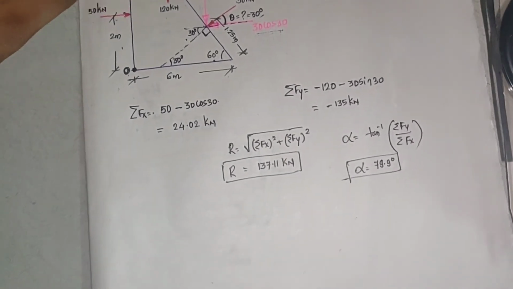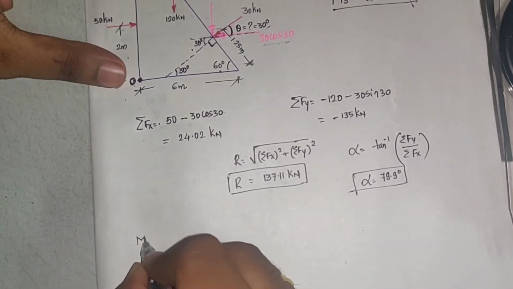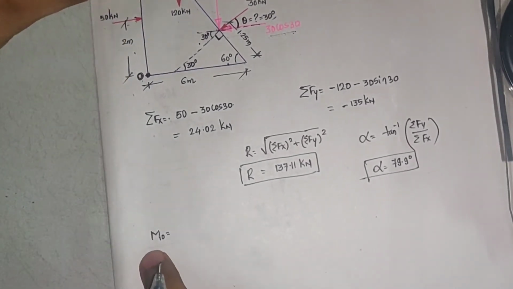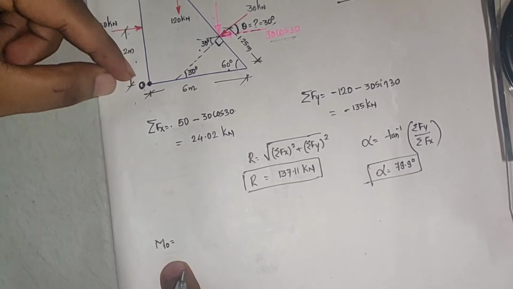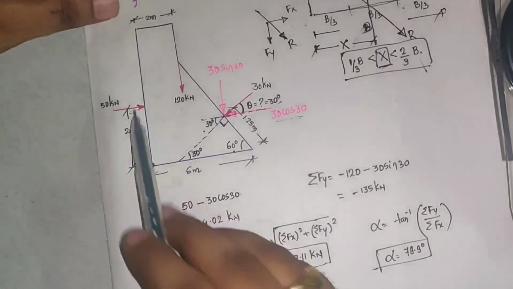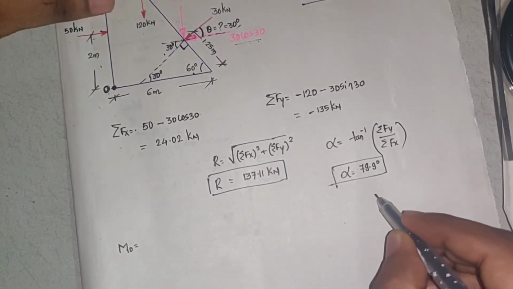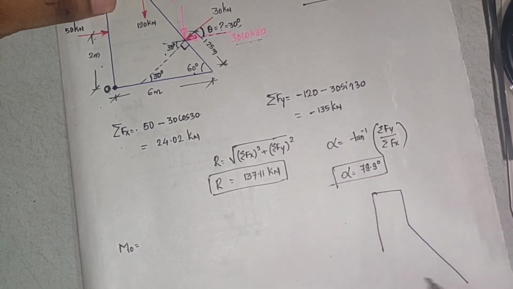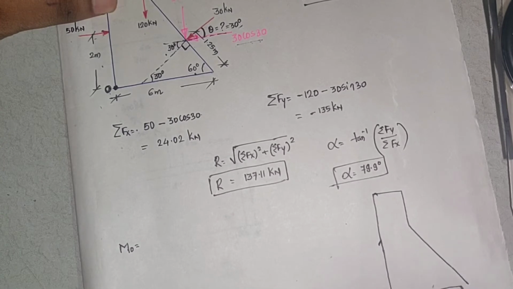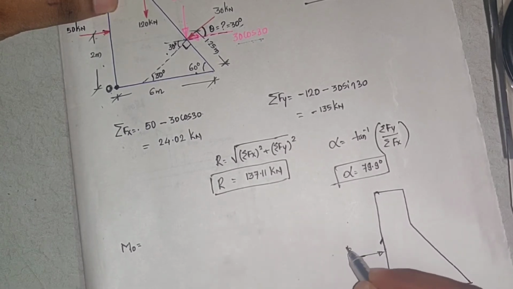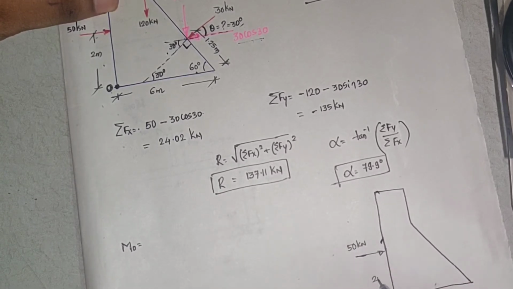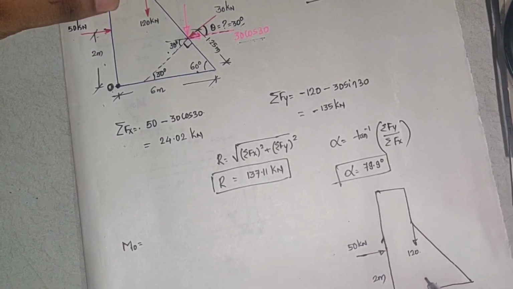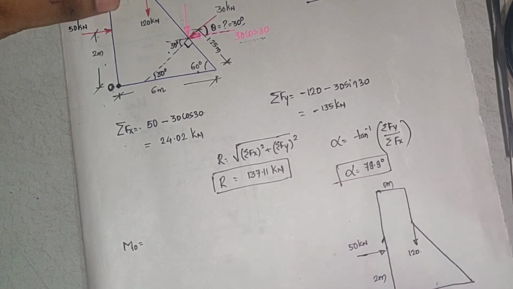Now next, taking moment about point O. To determine the position of the resultant, we require moment about point O. So I'll call that M about O, MO. Now I'll draw this diagram once again here. This 50 kilonewton is acting here. The distance is 2 meters. 120 is acting here. What is the distance? The distance is 2 meters about point O.